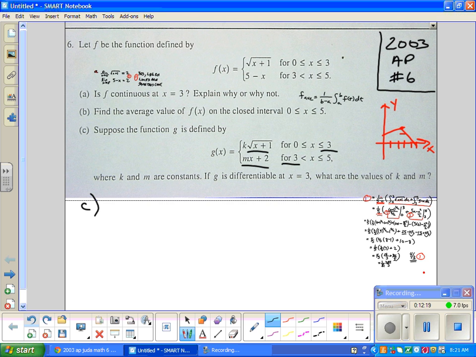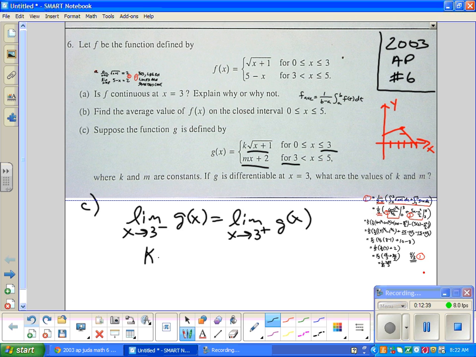So my blanket statement immediately is the limit as x approaches 3 from the negative side of g of x has to equal the limit as x approaches 3 from the positive side of g of x. So I can write, based on just this statement, that k times the square root of 3 plus 1, the left-hand limit, equals m times 3 plus 2. All right, does everybody see this as 2, since the square root of 4 is 2? So I can write 2k equals 3m plus 2.